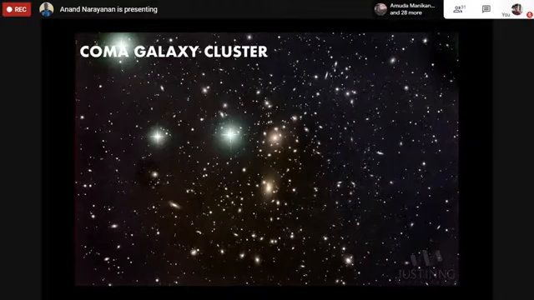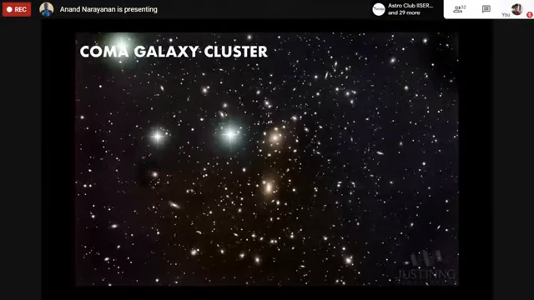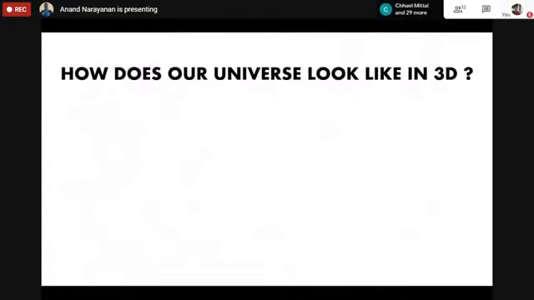So I showed you all these pictures just to tell you that there seems to be a hierarchy to how matter is organized from the smaller scales to larger and larger scales. There are some galaxies that exist in isolation. These are called field galaxies, but the vast majority of galaxies exist in groups and clusters. So then the question is, how does our universe look in 3 dimensions?